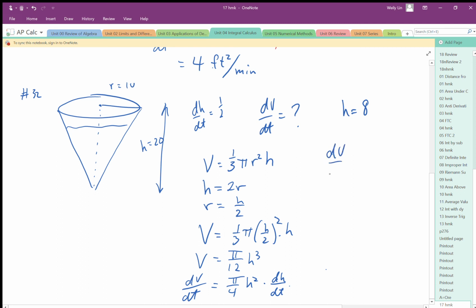So dV by dt is equal to pi over 4. The height is 8, so 8 squared, times the derivative dh by dt. There it is, 1/2. And then simplifying that expression out, I'm going to end up with 64 over 8, so 8 pi cubic feet per minute. Okay, and I think that answer is B. Okay, so the answer for this one ends up being B.